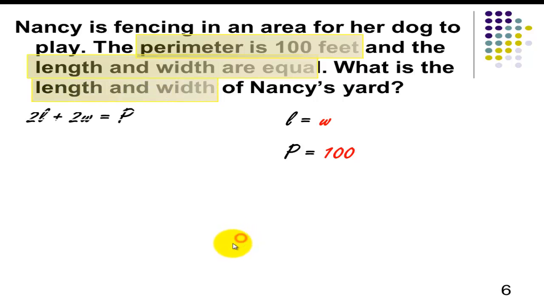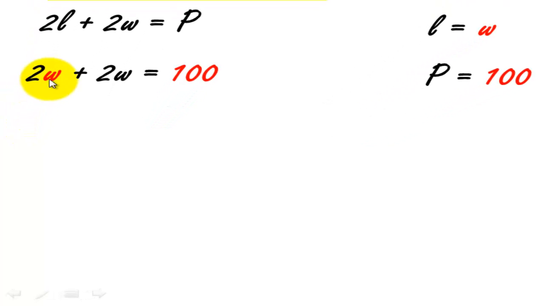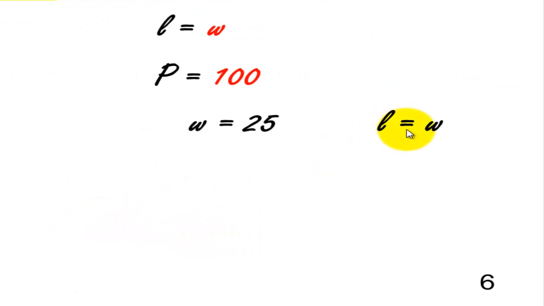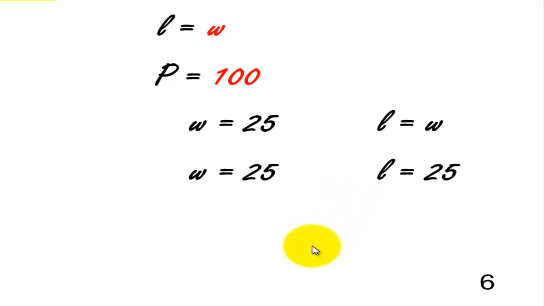Starting with the formula 2L plus 2W equals P, replacing our L here by W, we'll have 2W plus 2W equals 100. Of course, you can also replace W here by L, and you will get the same answer. 2W plus 2W is equal to 4W equals 100. Divide both sides by 4, we'll get W equals 25. Now, since L is equal to W, then L is also equal to 25.